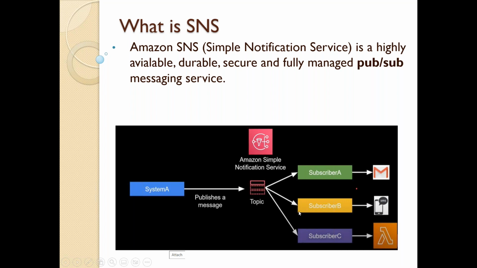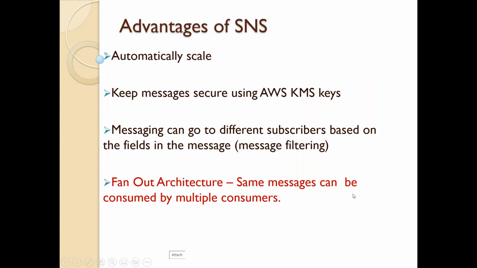We will create a topic, publish a message, and subscribe with our own email. SMS charges will apply, so be careful in putting the SMS, and then go ahead with your Lambda. One message can have multiple subscribers. It can automatically scale, and keep messages secure using KMS keys. Messages can go to different subscribers based on the fields in the message. Same message, but for different people, it can go to different places.